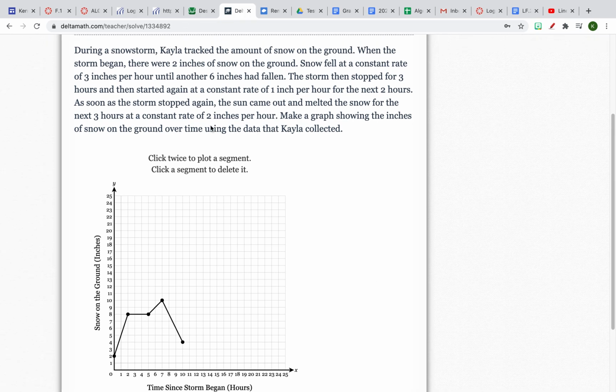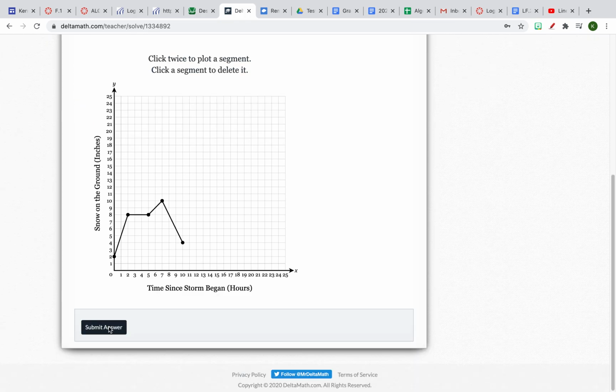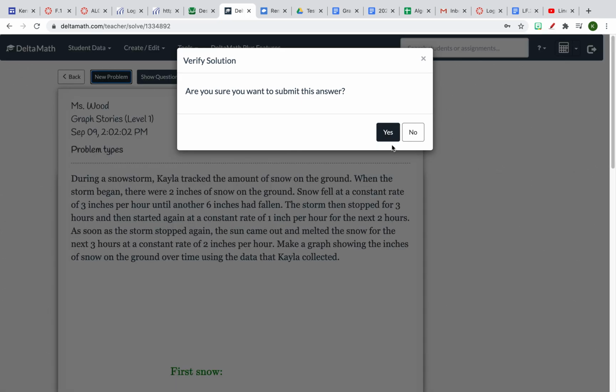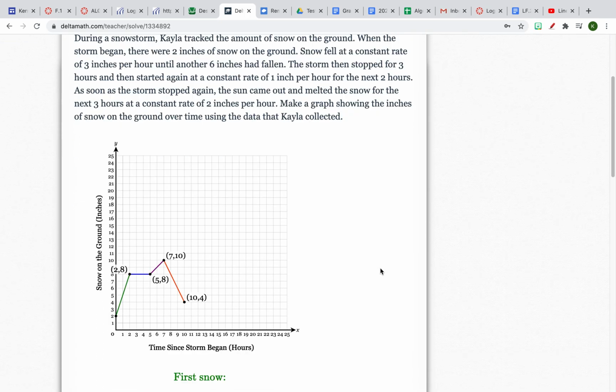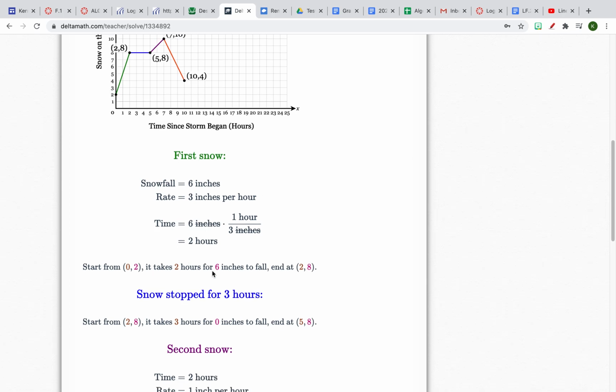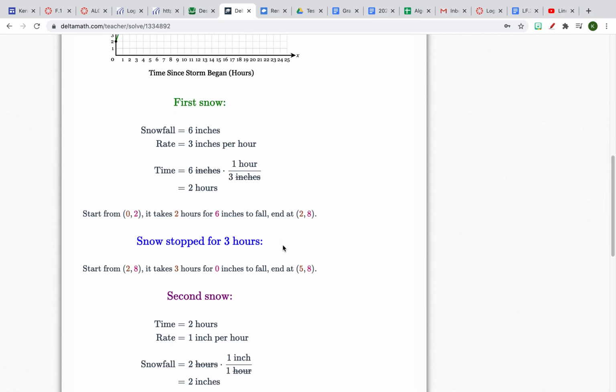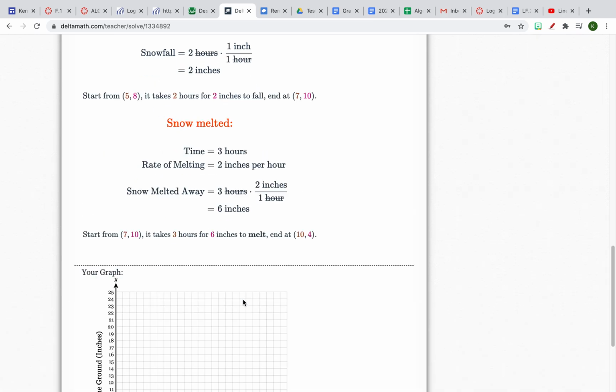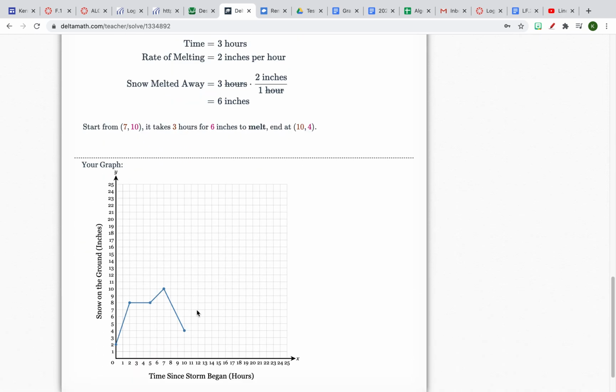So you are going to read a scenario and graph it very similar to this. Now, if you get it wrong or if you get it right, what's important to read is, look, if you don't understand how to do it, please notice it shows you how to do it a different way. So it's saying at 3 inches per hour, 3 inches per hour, cross cancel, it's going to take 2 hours. They're showing a different way how to do it. Okay?